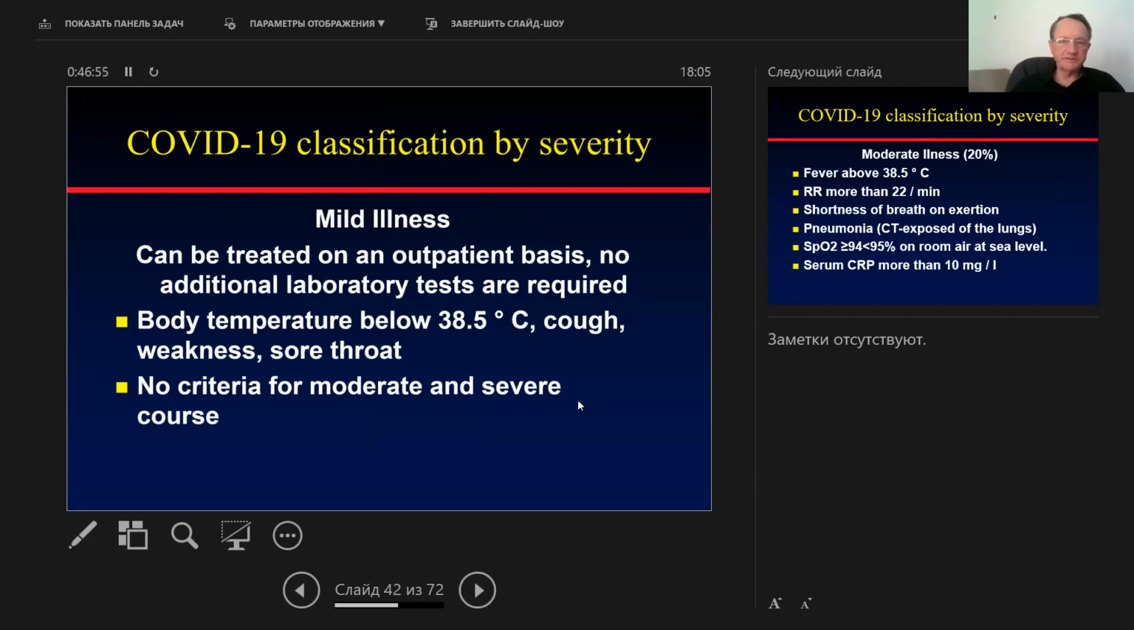What about the severity of COVID-19 pneumonia? According to the national recommendation of the Ministry of Health of the Russian Federation, mild illness can be treated in an outpatient setting. Body temperature below 38.5 degrees Celsius, cough, weakness, so these are the signs of affection of mostly and only the upper respiratory tract. No criteria for moderate and severe course.